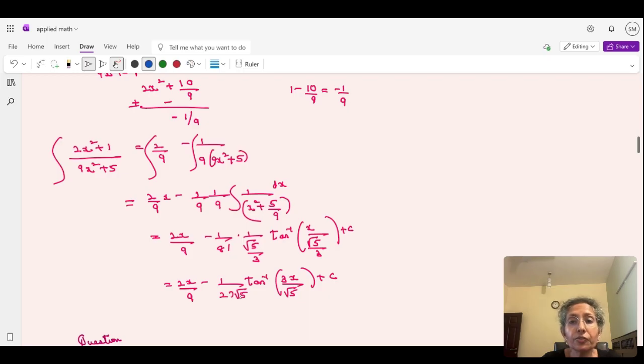So we have discussed a few competency based questions in integral calculus useful for class 12 maths.